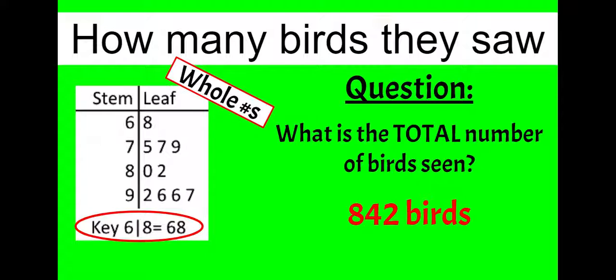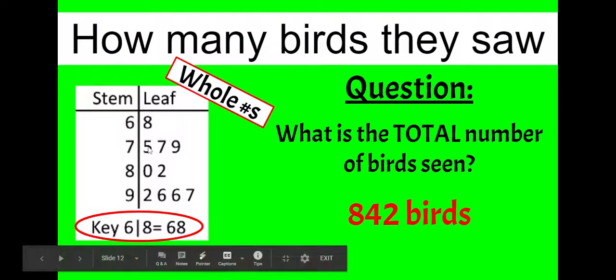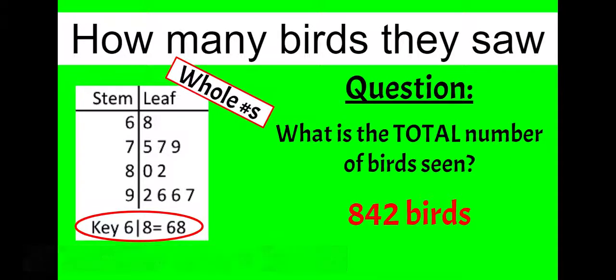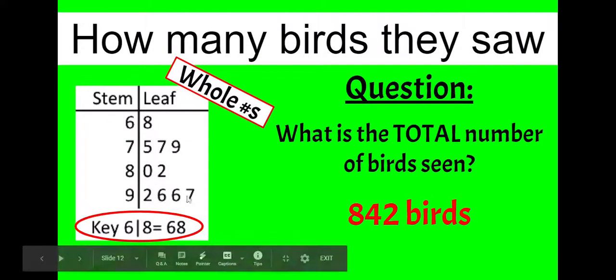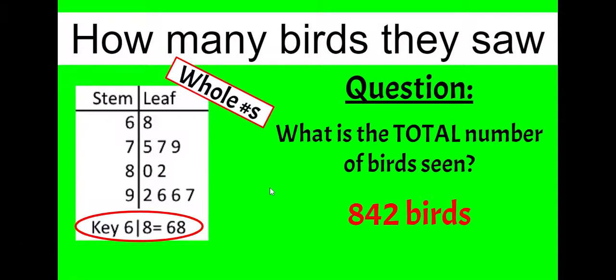So total means you needed to add them all together, and each answer, 68, 75, 77, that was an answer that one of us answered. So you need to add all those numbers together to figure out what is the total number of birds seen. So when you see that word total, you have to add every single value that is expressed in your stem and leaf plot.